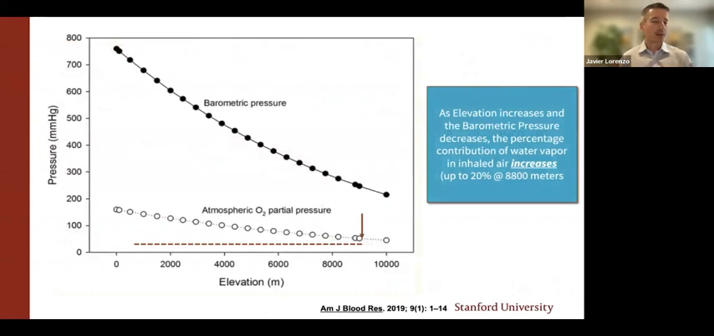And again, this is just what I was talking about: as your barometric pressure decreases, because you might be going higher in altitude, the percentage of drop that is attributed to your water pressure increases. When we're at sea level, that drop is very clinically insignificant. It's about 6%. It's a drop from 150 to 100. But when you're at the top of Mount Everest, that drop could be as much as 20%. So it's very clinically significant.